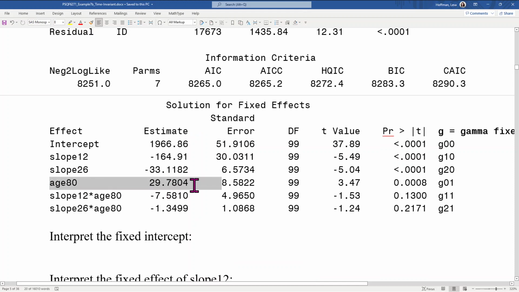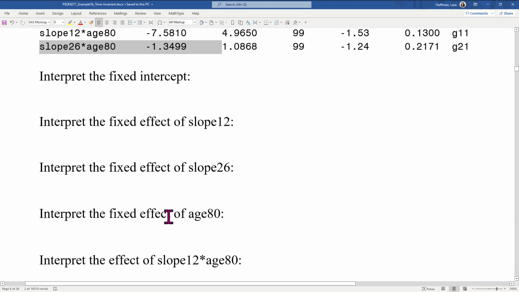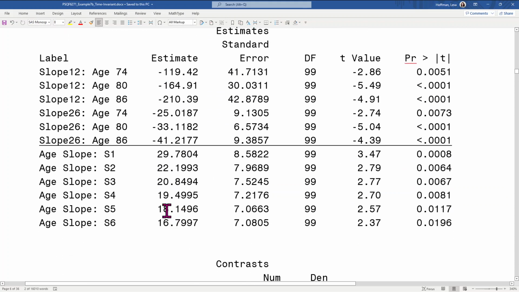So if we start here, this is the age slope at session 1 specifically. It becomes non-significantly less positive by 7 milliseconds at session 2. So it would be 29 minus 7, around 22 milliseconds a session for the age slope at session 2. After session 2, the slope of age becomes less positive by 1.3 milliseconds per session. So we can see the result of those predictions here.